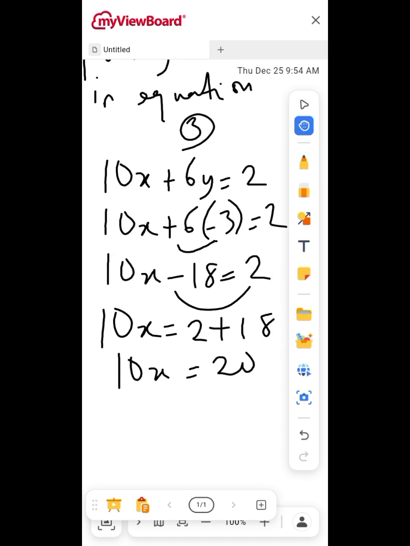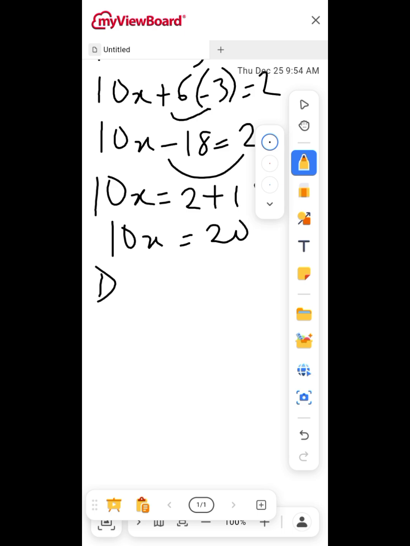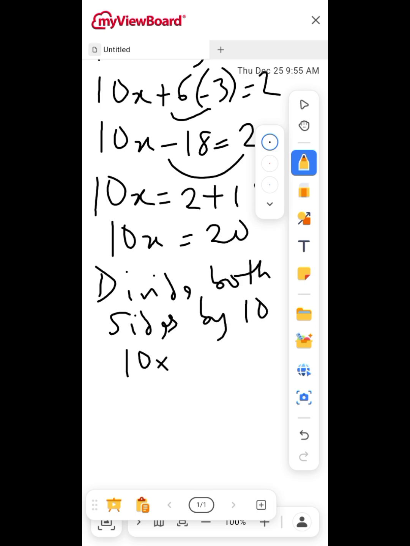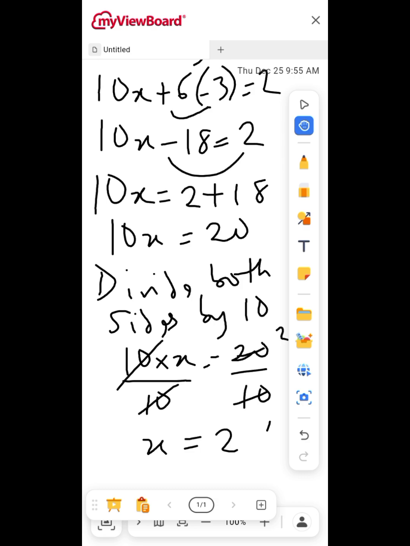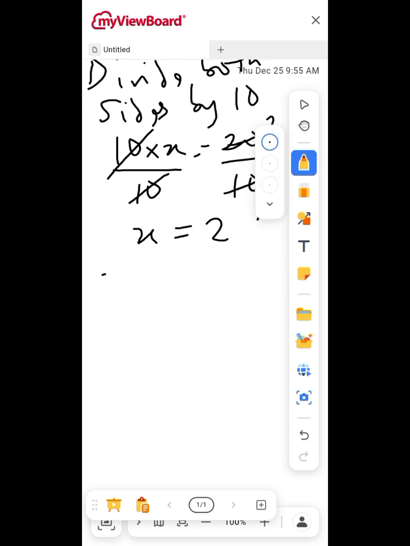I want to get my x. What do I do here? I divide both sides by 10, so that I have 10 times x over 10 equals 20 over 10. 10 cancels 10. X equals 10 goes here 1, 10 goes here 2. X equals 2. So I've been able to get the values of my x and y. So my x equals 2 and y equals minus 3. And that answers the solution to the simultaneous equation.